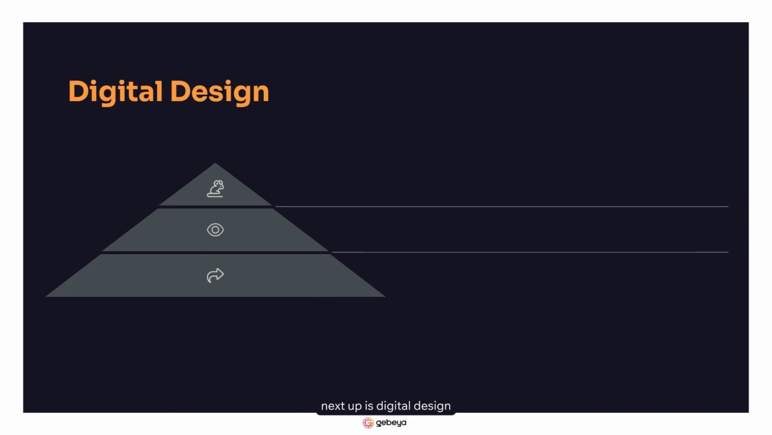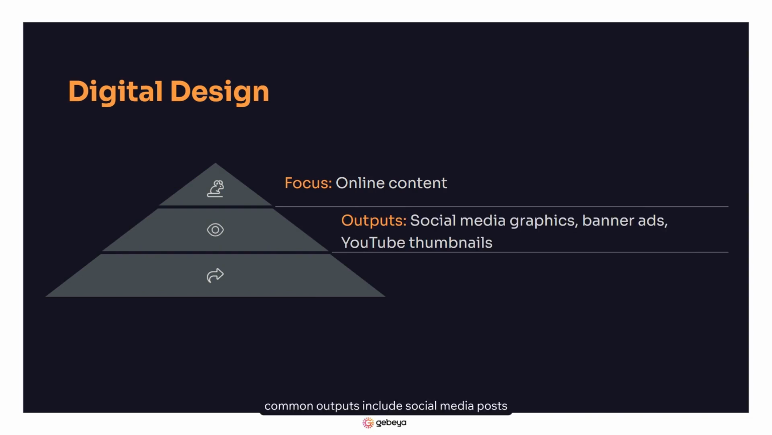Next up is digital design. This is what you see on screens, especially marketing and advertising. Common outputs include social media posts, website banners, YouTube thumbnails, and email visuals. This type of design is fast-paced, visually bold, and made to grab attention in a crowded digital space. It's all about stopping the scroll, getting that click, or sparking engagement.